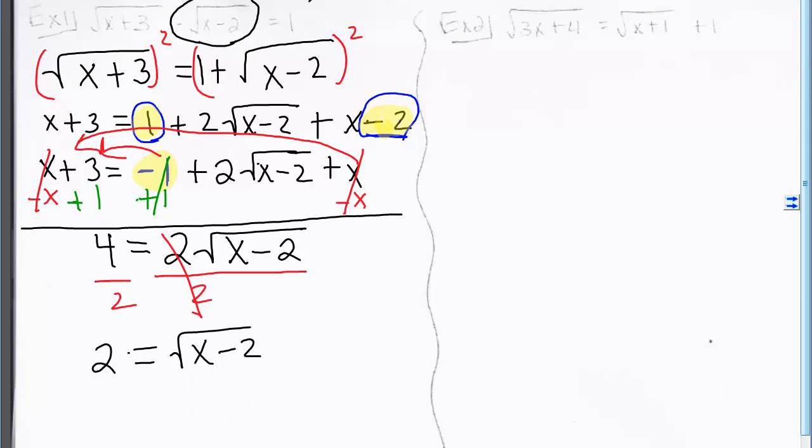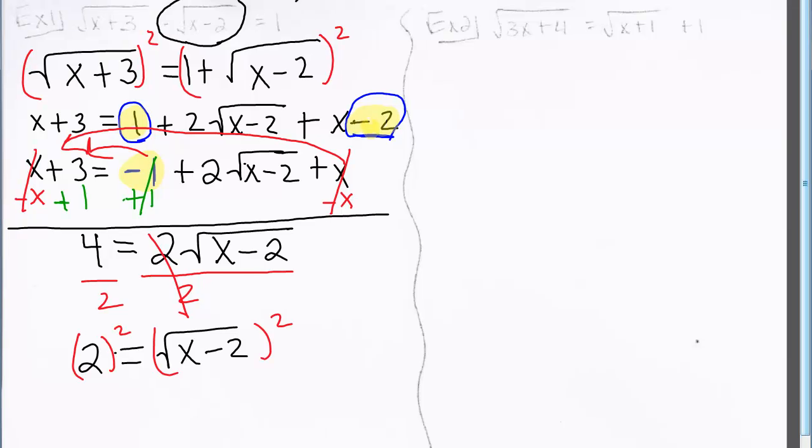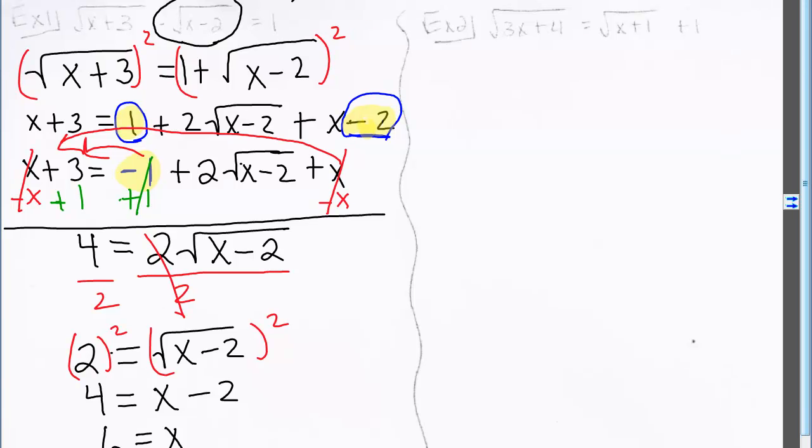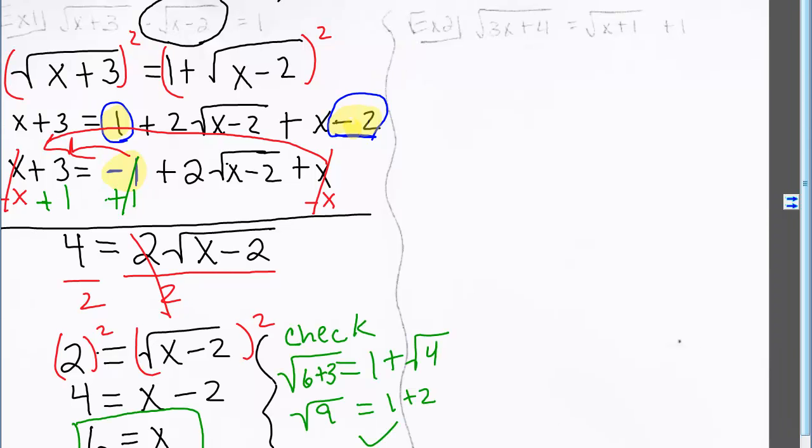We still have a 2 in front. We need to divide by it, and we get 2 equals the square root of x minus 2. Square both sides, and we have 4 equals x minus 2. Now we just have a linear equation, and x equals 6. We still need to check our answer. Substituting x back into the original equation is a true statement. Therefore, 6 is our answer.